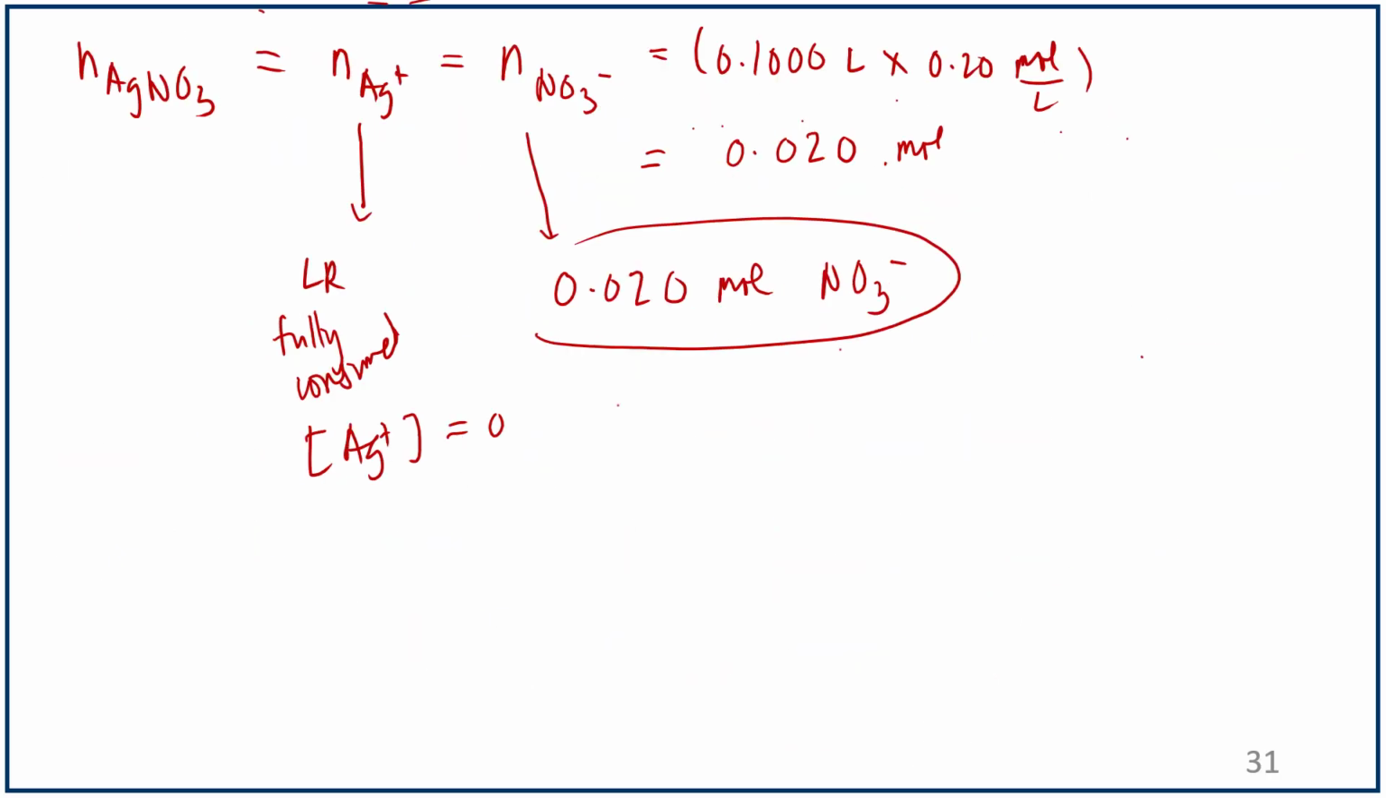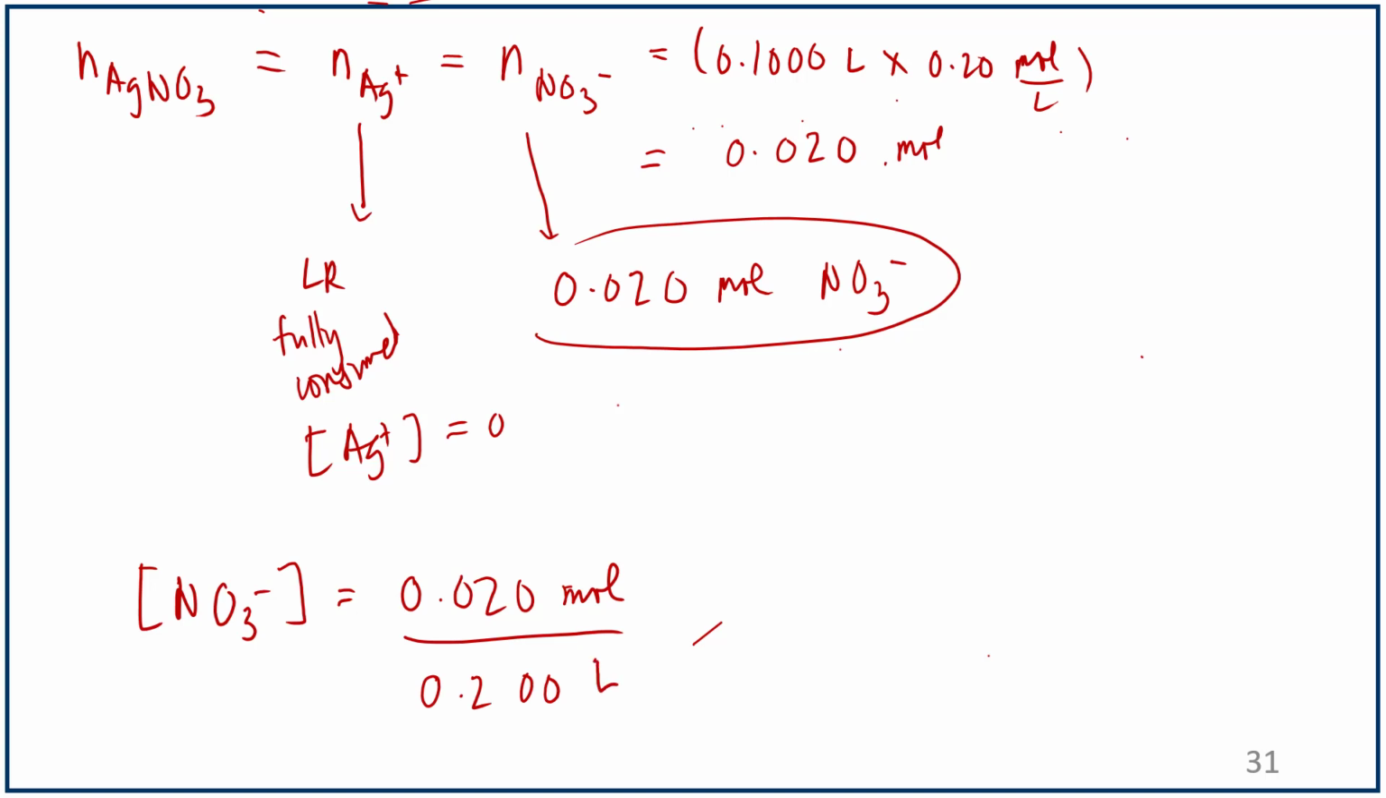So for the concentration of nitrate, the concentration of nitrate ions should therefore be 0.020 moles, divided by the total volume, which is 0.200 liters, or 0.2000 liters actually, if we observe sig figs. And then this should just give you 0.075 molar of NO3 minus.